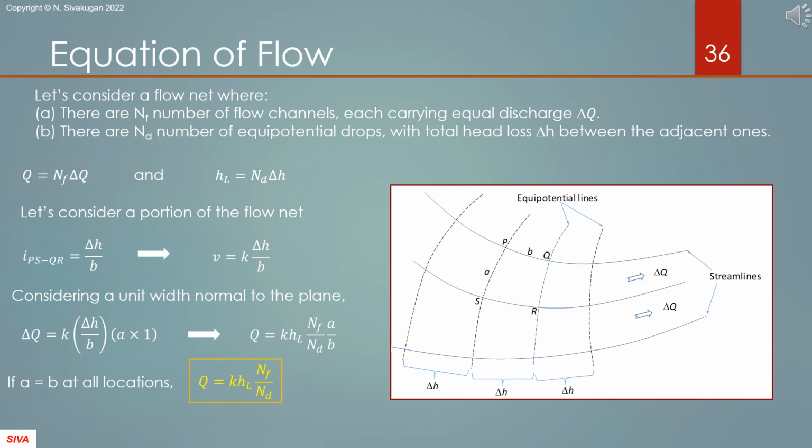Here, we show that the flow rate is given by Q equals K H_L times N_F over N_D, where N_F equals number of flow channels, N_D equals number of equipotential drops, and H_L is the head loss from upstream to downstream. We also see that the flow net consists of curvilinear squares formed by the streamlines and equipotential lines intersecting at 90 degrees.